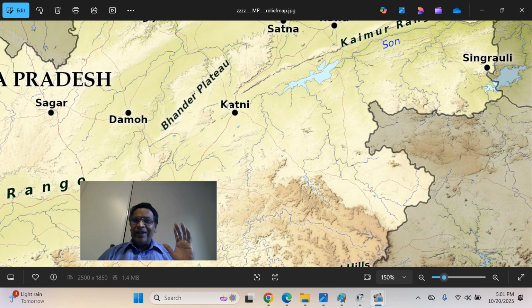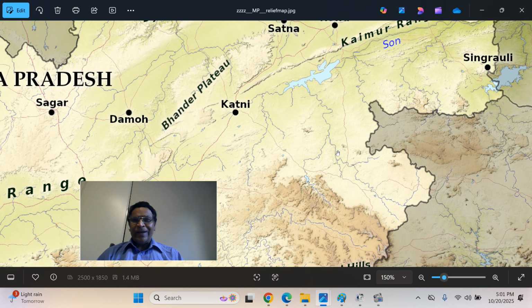Then the Katni River joins Jorhila, near the Bansagar Dam, the Son River. Pendra Basin. You can see the plateau, this plateau is the Baghelkhand. We are talking about Baghelkhand, so it's the Baghelkhand plateau. This is the Hasdev River. This is the Rihand River. You can see this is the Rihand Dam. Sonbhadra region, Mirzapur region. This is the Baghelkhand Plateau.